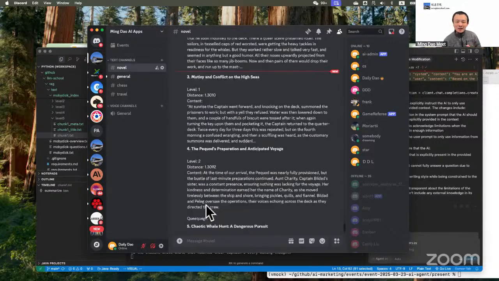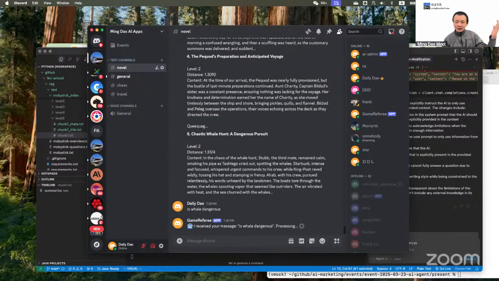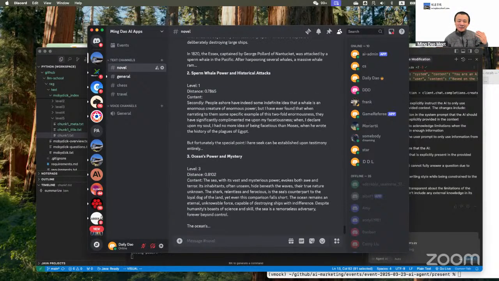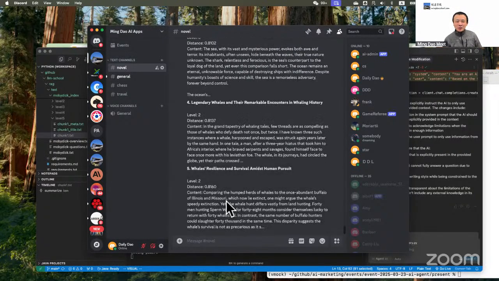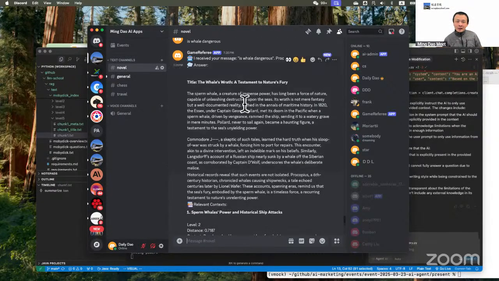So we can ask some other questions like, is whale dangerous? Yeah, so I guess back in the 19th century, our navigation technology was not that advanced, and at the high seas there's a lot of danger trying to catch whales. So here it wrote a small essay like an original author to summarize the danger of the whaling industry or the whaling journey.